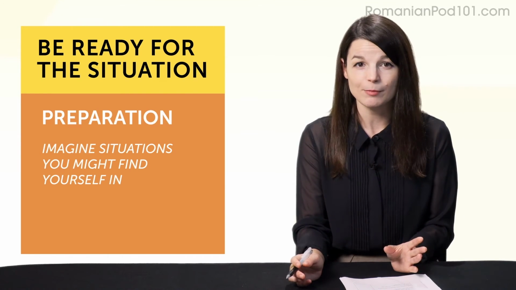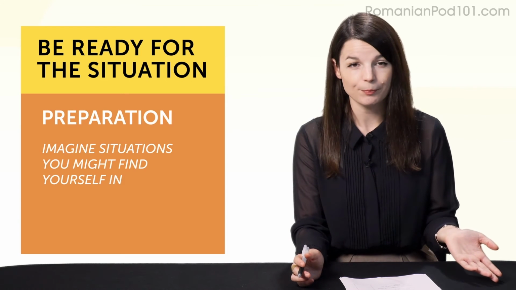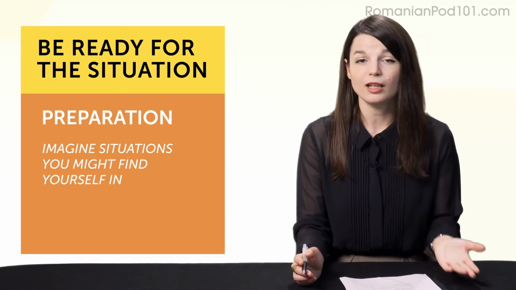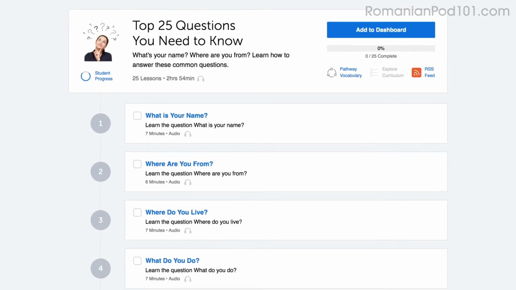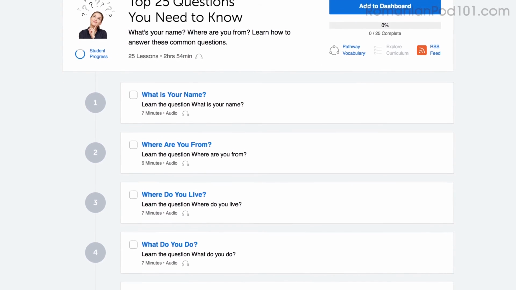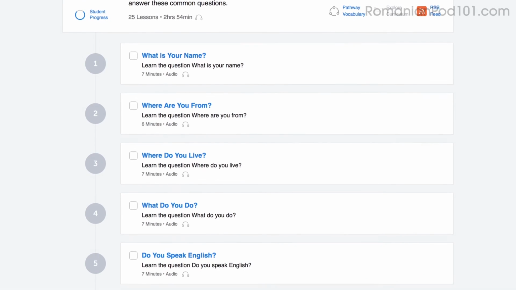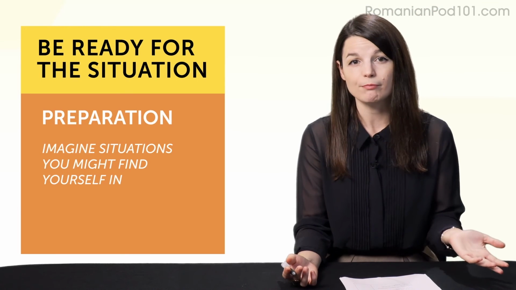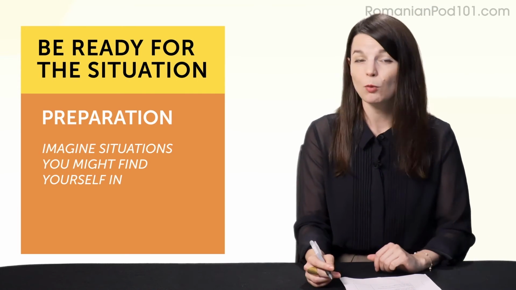If you prepare these questions and answers ahead of time, you then have things to ask and say. So how do you do this? If you're learning on the website, check out our top 25 questions lessons that teach you questions and answers that we use all the time in conversations. For example, what's your name? Where are you from? How old are you?